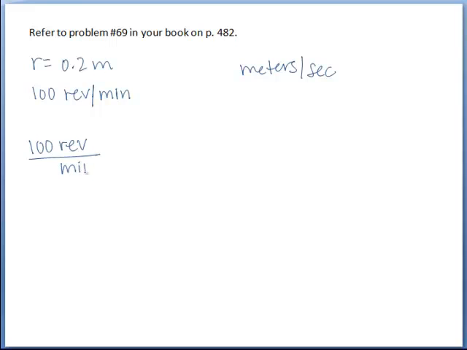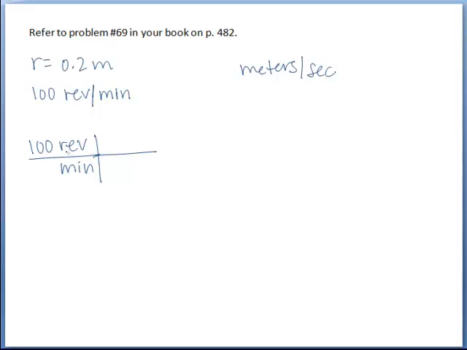Okay, so its radius is 0.2 meters, and it rotates at 100 revolutions per minute. We need to find the speed of the current in meters per second. That needs to be our answer. So let's start off with 100 revolutions per minute. We need to end up with meters per second. So let's just think about what we know and what we don't know. Okay, first we need to get our omega, our angular speed.